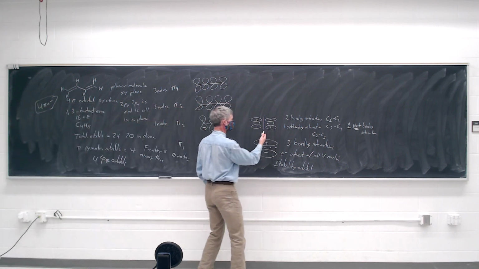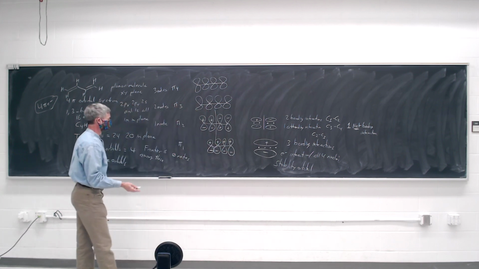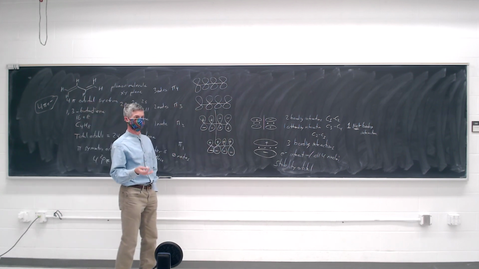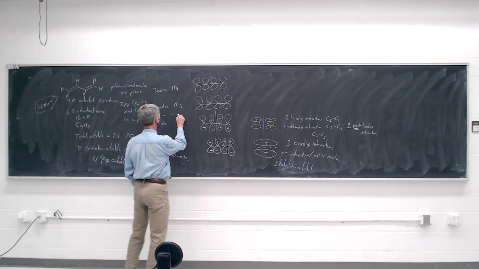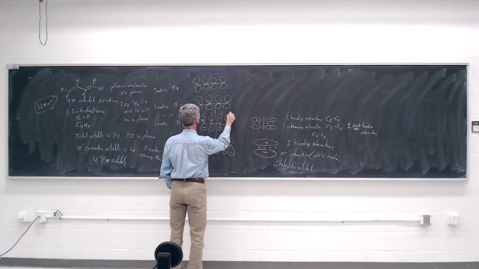But it's still a bonding orbital because it still has net bonding. Still lower in energy than the original P. So the original P orbital energy level can kind of be put in the center here.